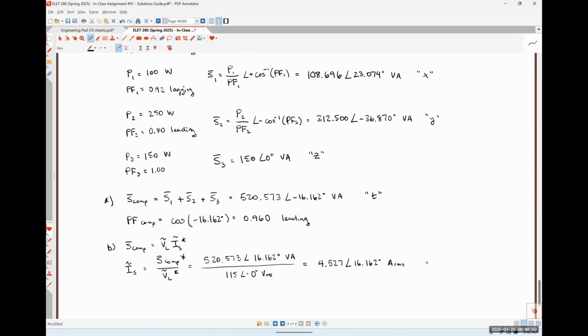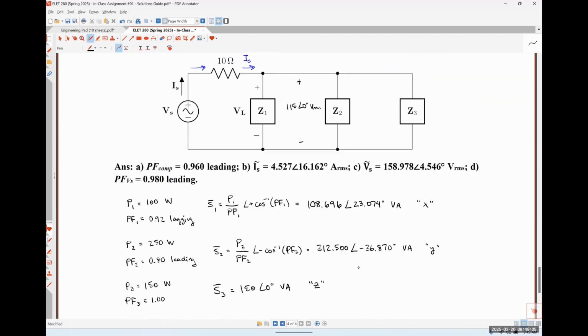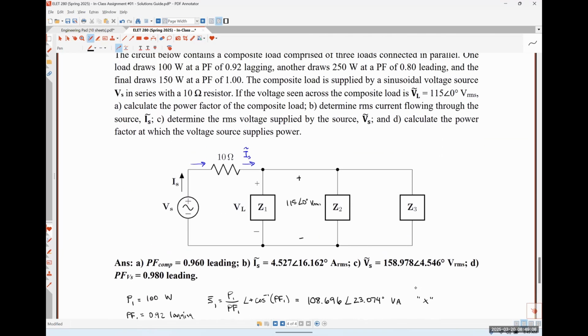So before we move on to part C, does anybody have any more questions about what we've done here? All right. So in part C, we are asked to find the voltage that is supplied by our source. I specifically want the full RMS phasor voltage. Okay. So does anybody have any thoughts on how we might solve for VS now that we know VL and IS?